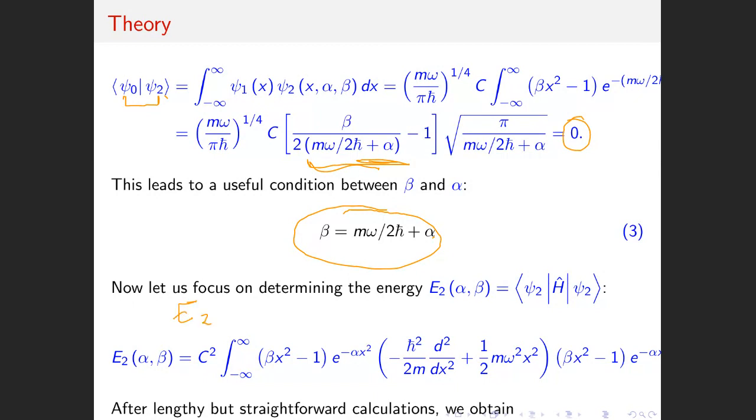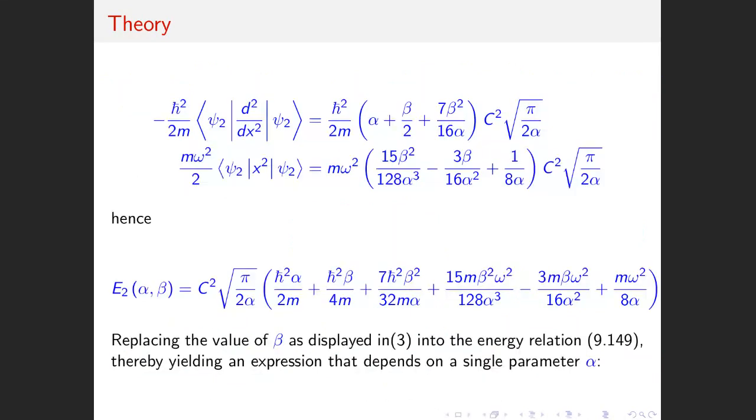You just compute what E2 is. So E2 will be the integral dx of psi 2 with the operator acting on psi 2, differentiating twice with that operator. It's going to be very long. Do the resulting integrals. Right. And then you find the expression, but now it's going to depend on alpha and beta.